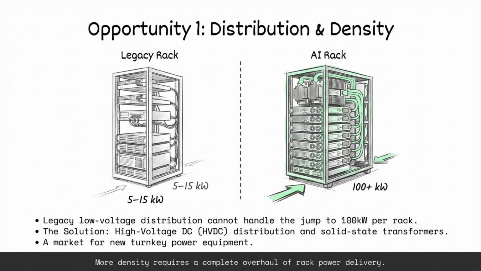The first big opportunity is in power distribution. Inside data centers, rack-level power has jumped from the old 15 kilowatt range to 40-80, even 100-plus kW for AI racks, and legacy low-voltage distribution and UPS architectures are straining to keep up. The industry is already moving toward higher efficiency solutions, like high-voltage DC distribution and solid-state transformers. And that opens a huge market for new equipment and turnkey solutions.